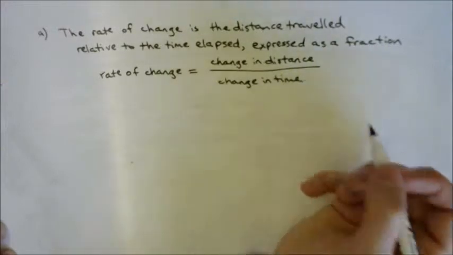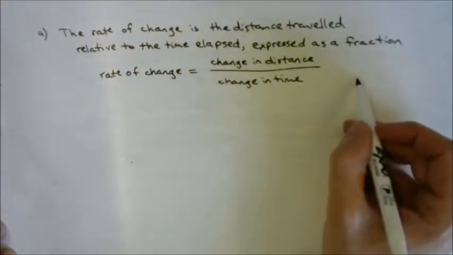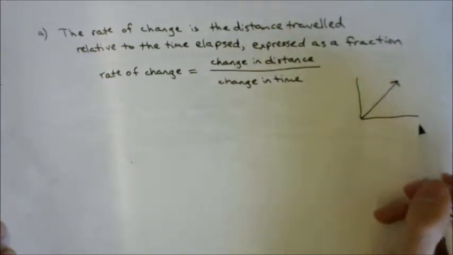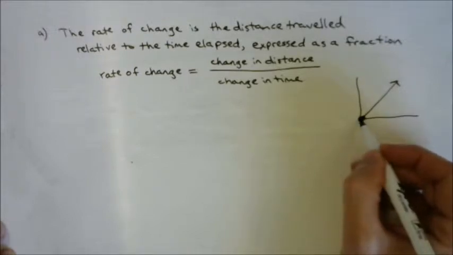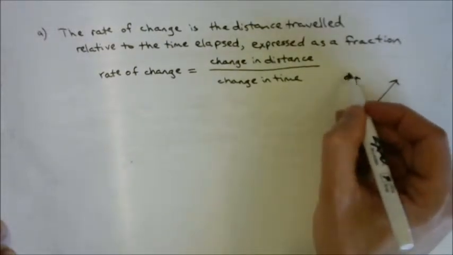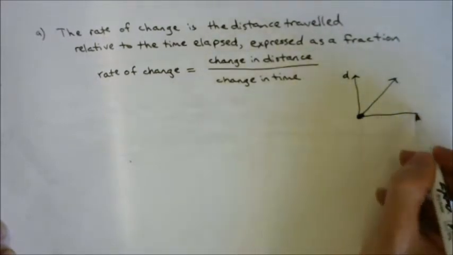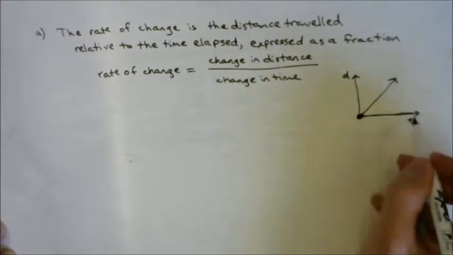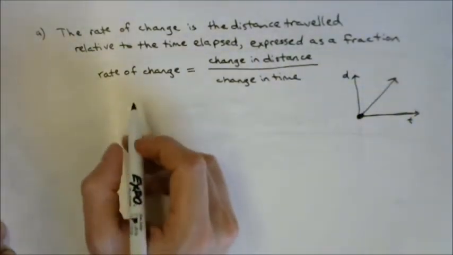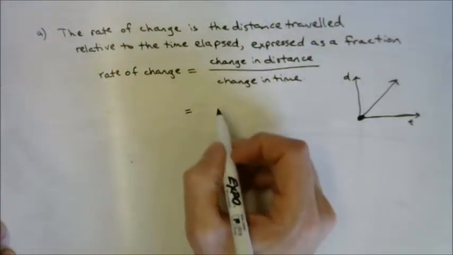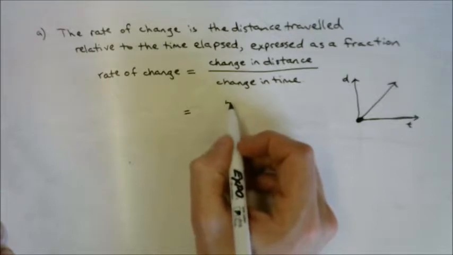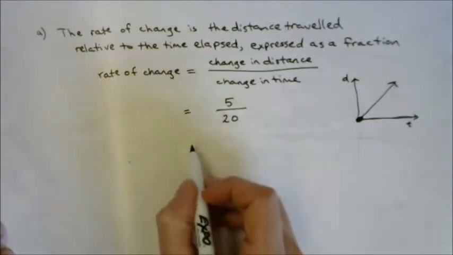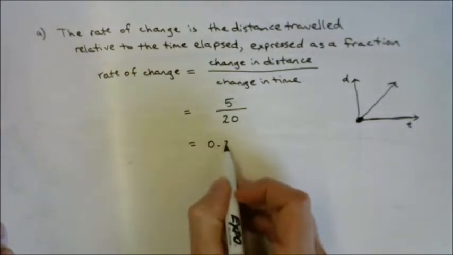And I hope your mind is already kind of going back to those graphs and thinking about slope and thinking about rise over run. So let's say we are traveling like this. Then our change in distance is our vertical change, which is our rise, and our change in time is our horizontal change, which is our run. Okay? So let's plug in what we know. We know the change in distance. How far is she running this morning? 5 kilometers. Let's put a 5. And the change in time? 20 minutes. That equals 0.25.